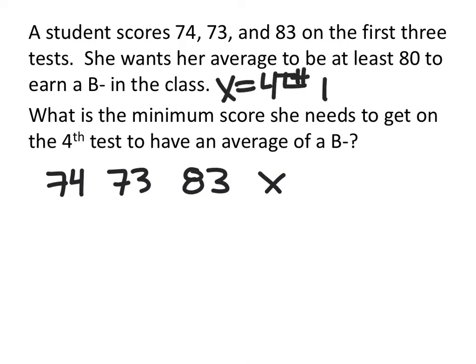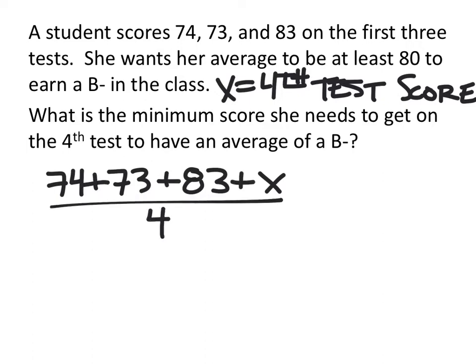And I'll define it up here. I think that's a good practice. The fourth test score. Almost ran out of room there. Now it's the average, right? Which means we need to add all these together and divide it by however many there were, which in this case is 4.